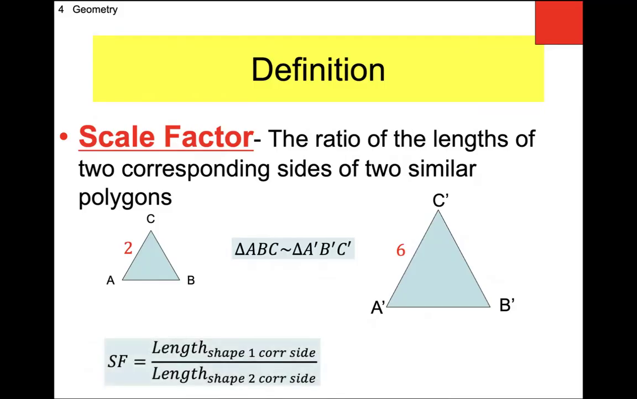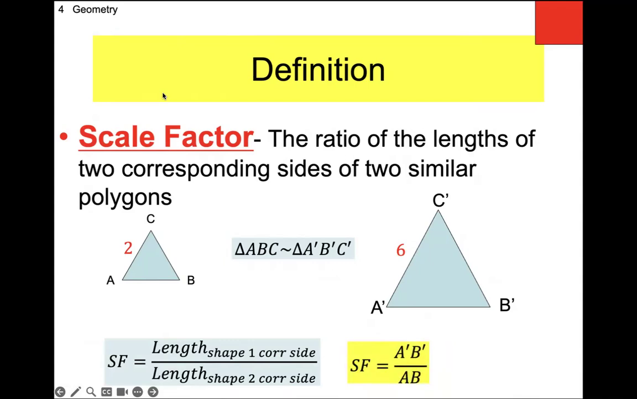Here's the formula for it. Look, there's more to this formula than is necessary. It's just simply the way it has to be written. So it says the length of shape 1 over the length of shape 2, but it's got to be the corresponding sides. So it has to be these corresponding. I can't just pick any two sides with numbers. It has to be the corresponding sides. Okay, so it takes longer to write that formula than to actually do it.